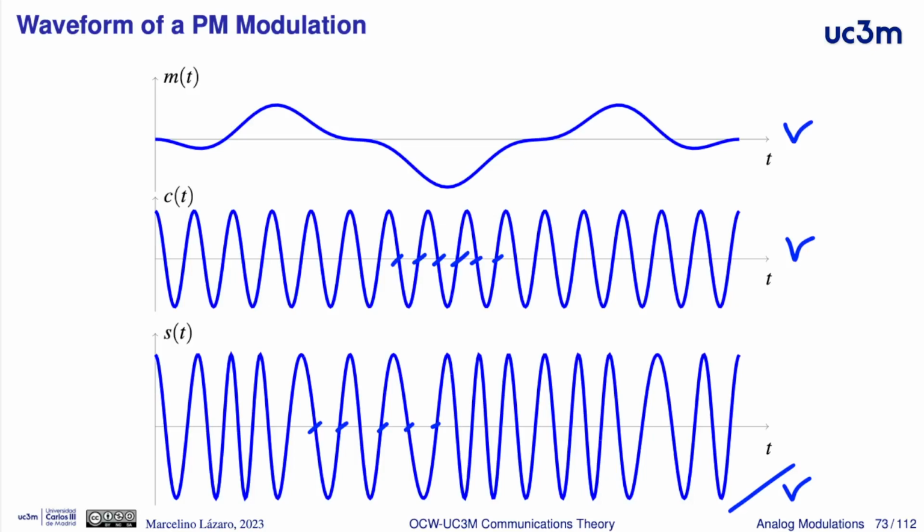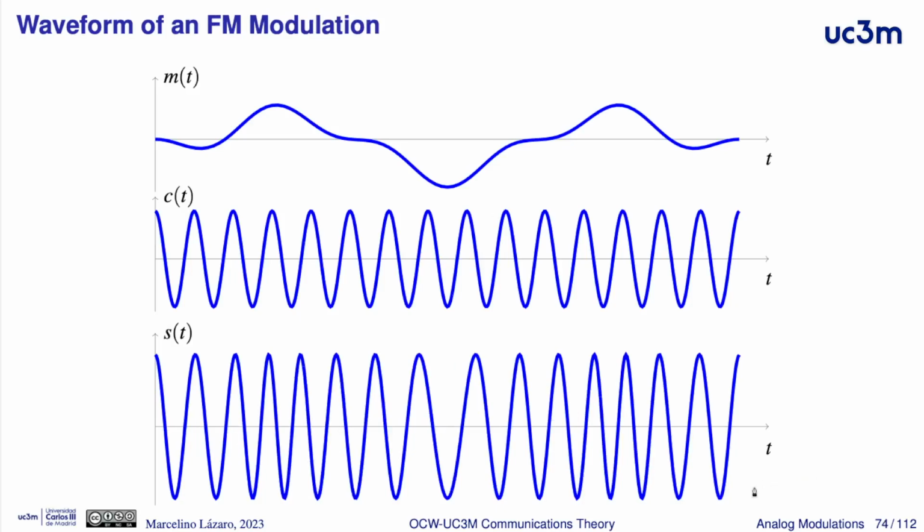And the waveform for a frequency modulation, if we have the same modulating signal, is very similar. We have this waveform, one example here. Constant amplitude and variable distance between the crosses at zero of the transmitted signal. What is varying is the argument of the carrier, and the variation is proportional to the information that we want to transmit.